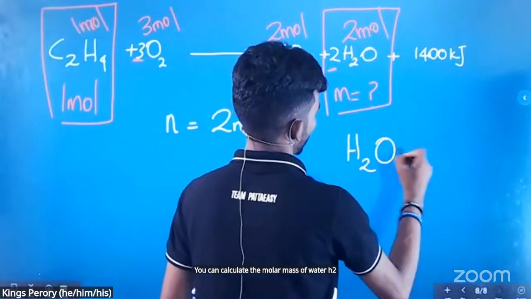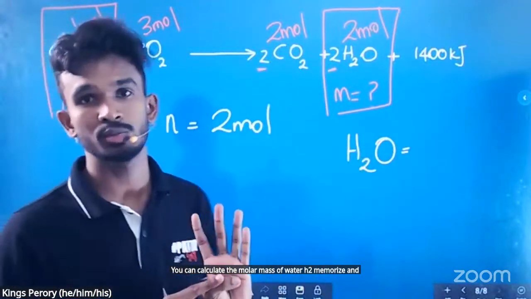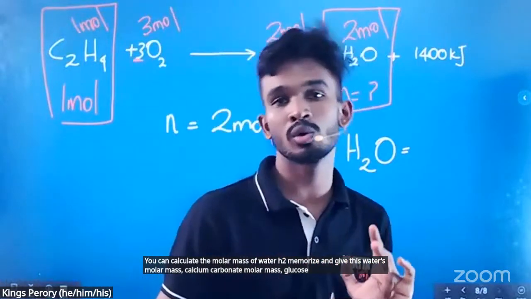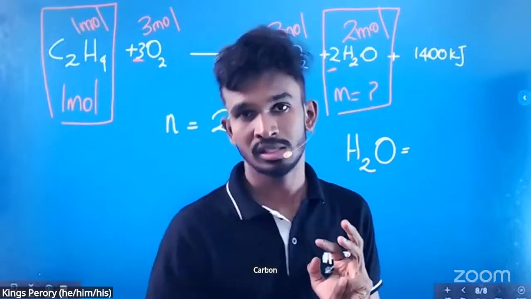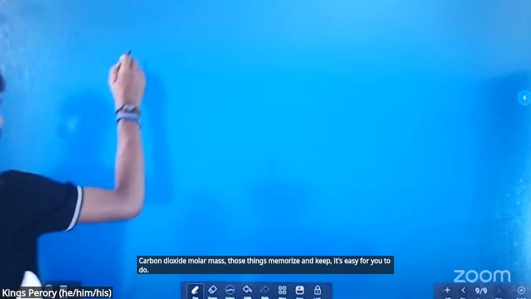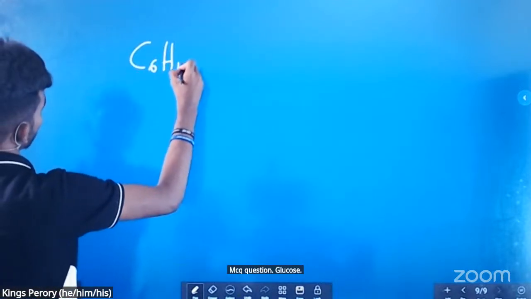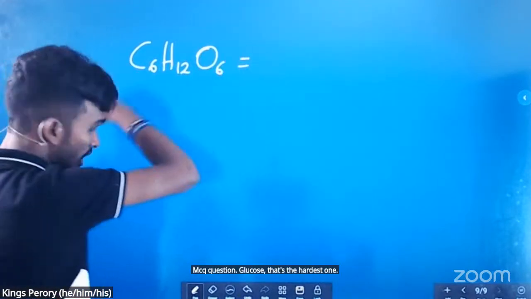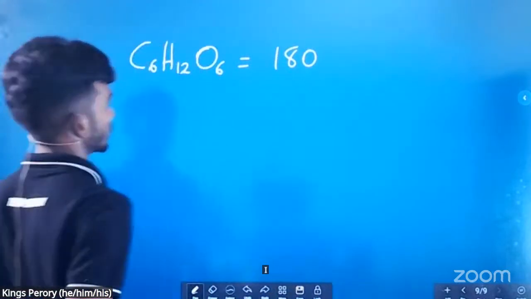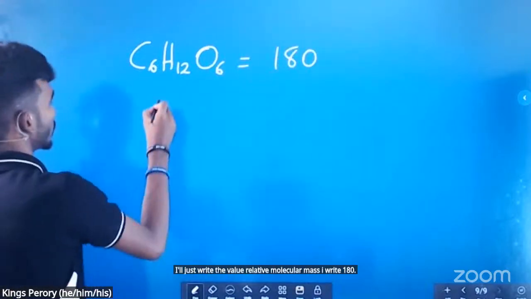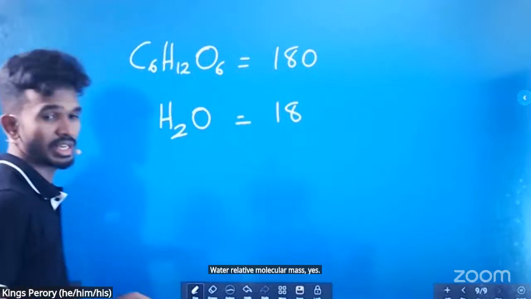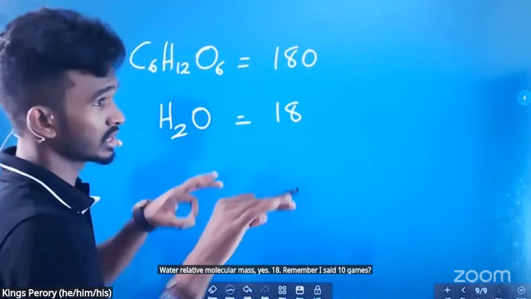H2O. Memorize and keep this. Water's molar mass, calcium carbonate molar mass, glucose molar mass, sodium chloride molar mass, carbon dioxide molar mass. Those things, memorize and keep. It's easy for you to do MCQ questions. Glucose is the hardest one to calculate, but memorize and keep 180. I'll write the value, relative molecular mass 180. Water, relative molecular mass is 18. Memorize it and keep, so in your MCQ you save a lot of time.